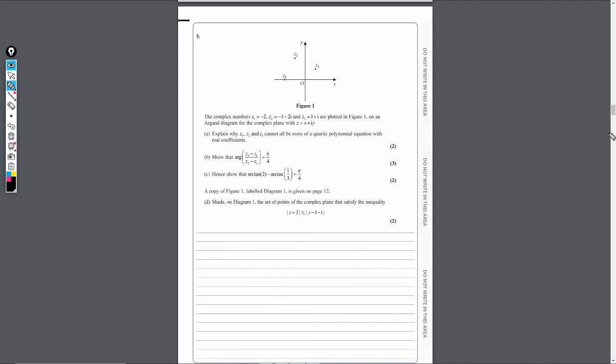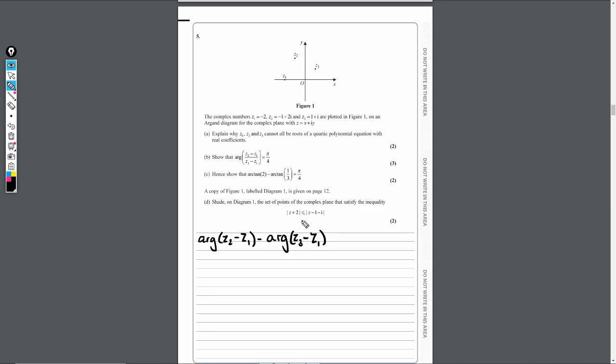Part C is just a little bit of a follow-up from that. It says, hence show that arctan of 2 minus arctan of a third is equal to pi over 4. So remember, when you're dealing with arguments, you can split them up. This would be the same as the argument of z2 minus z1 minus the argument of z3 minus z1.